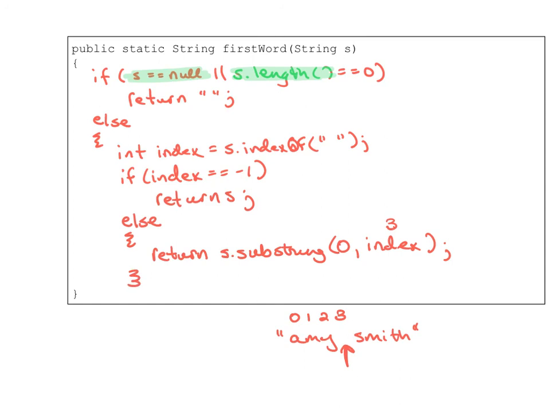So this is the method that you want to write, called firstWord. It's using short-circuiting to prevent a null pointer exception, and we're also testing to see if the string is null. And that's it.